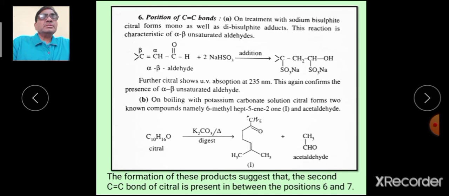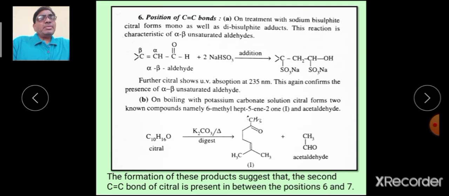Now we have seen that citral contains double bonds. What is the position of the double bond? Here the position of the double bond is located.